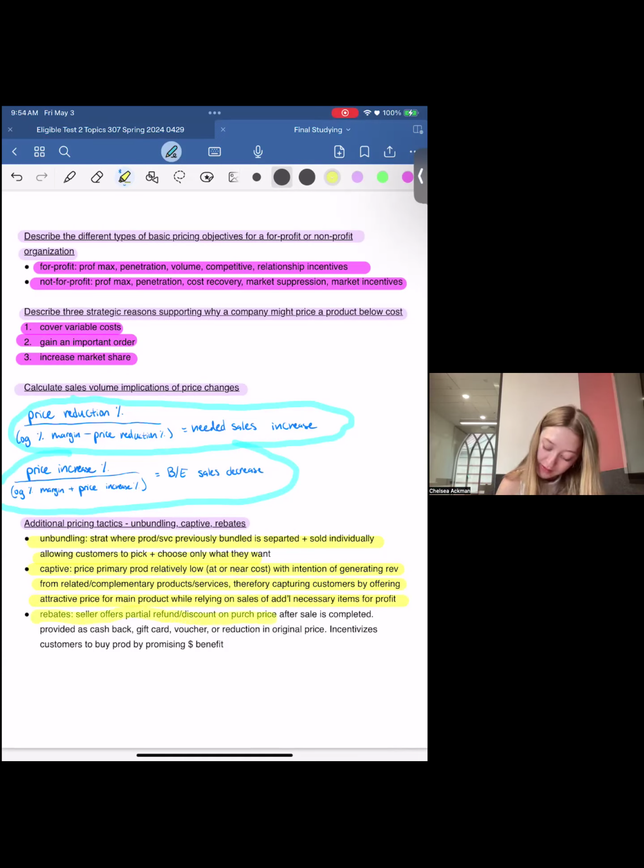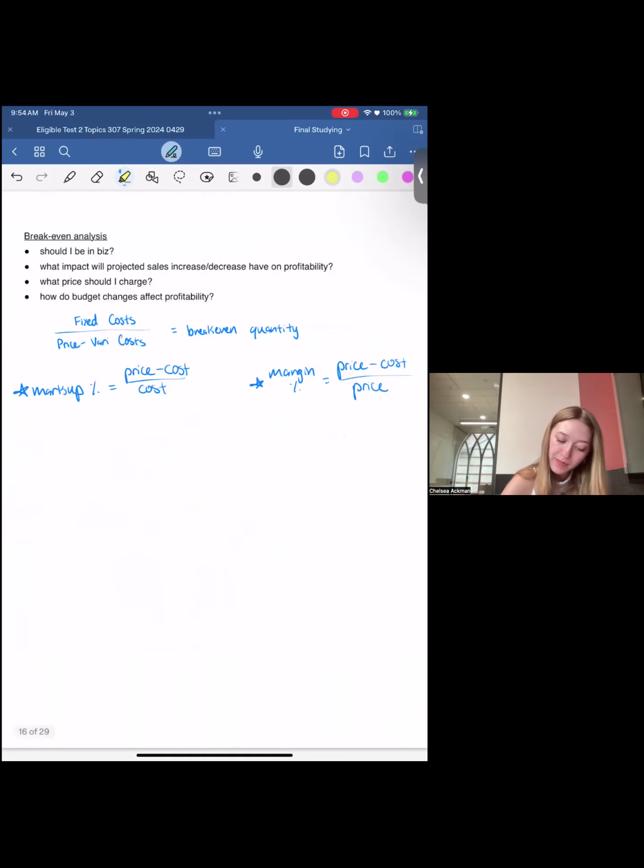Rebates are where the seller offers a partial refund or discount on the purchase price after the sale is completed. It's provided as cash back, a gift card, a voucher, or a reduction in original price, and it incentivizes customers to buy the product by promising a financial benefit.